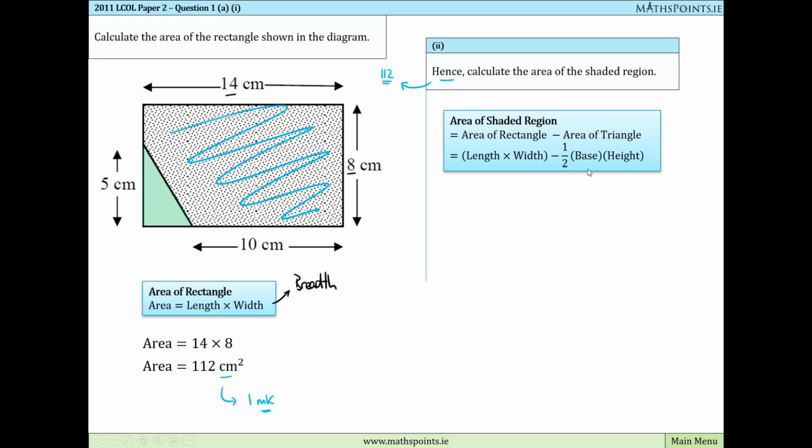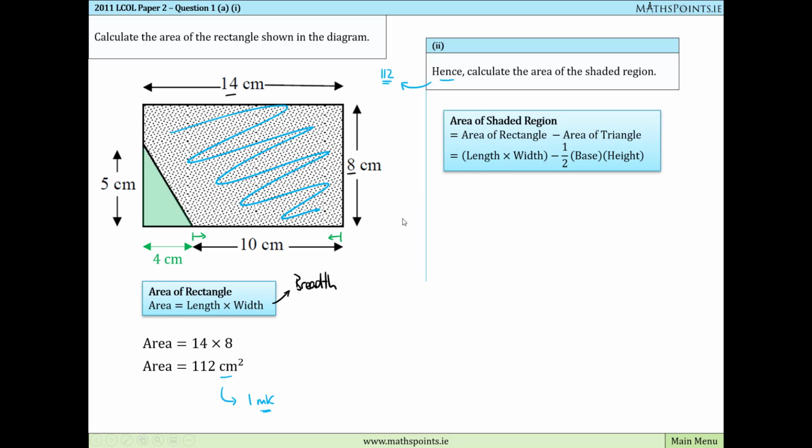Before we can proceed with this, we need to figure out what the base of this triangle is. We can see from the sketch that the full length across the rectangle is 14, and from here all the way over to here is 10 centimeters. So if we subtract the two, we can see that the base of the triangle is 4 centimeters, and we can throw this into the formula.